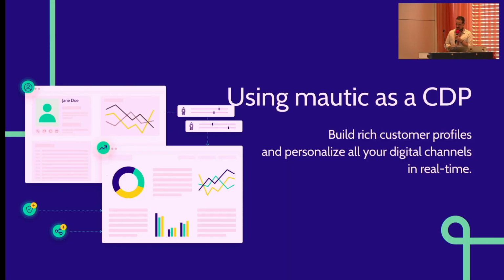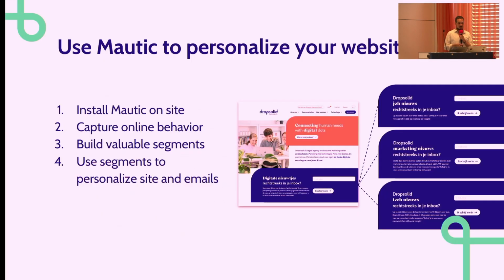And one of my points that I want to make is that you could actually use Mautic as a simple CDP, a very simple CDP, a customer data platform. What does a customer data platform do? It brings in different data sources you know about your users and then uses it to personalize your experiences. So how does that work?